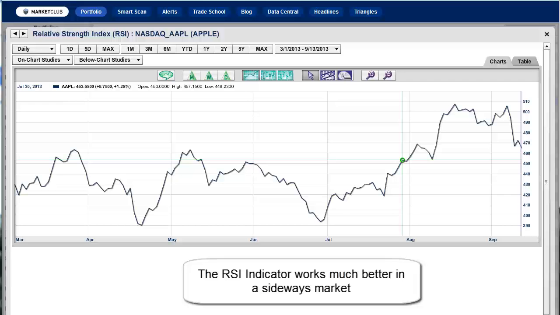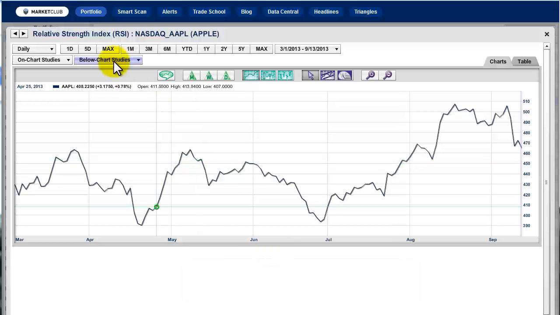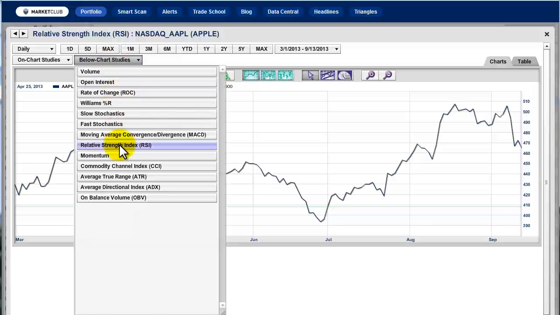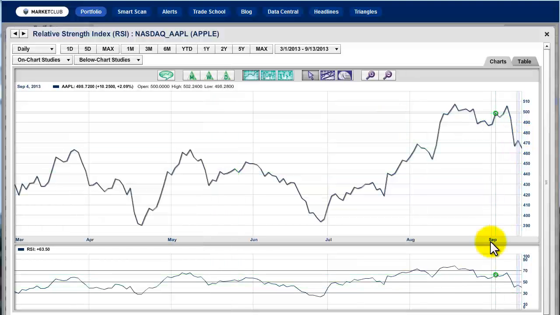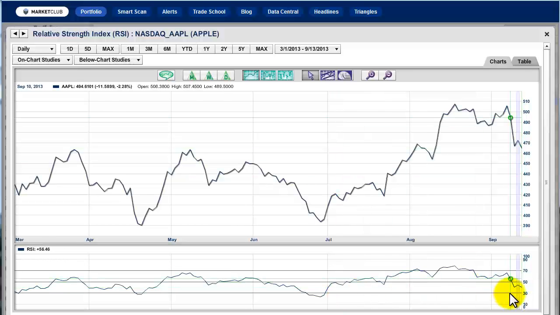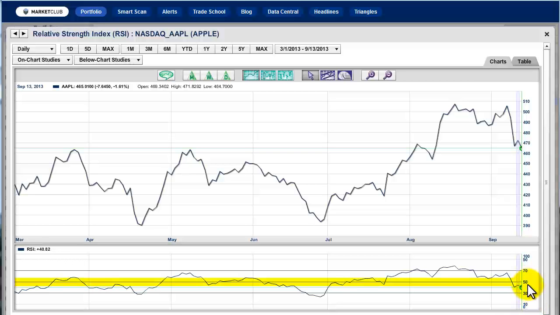So the first thing you want to do is put on the RSI indicator. And we go to our below chart studies, and we go down to the relative strength index, RSI, and just click it once, and then just click off the chart, and it closes that window. As you can see below the chart, you have several lines and an oscillator that's going between those lines. Now the highest line is 100 and the lowest is 0. The midpoint is 50, of course, and you have the 70 and 30 marked out.